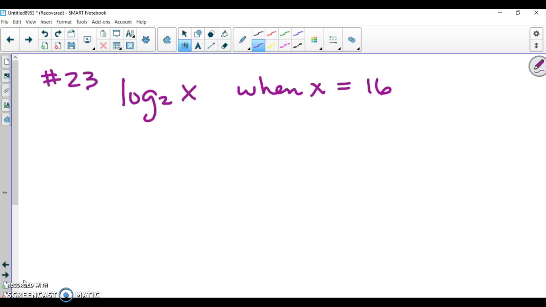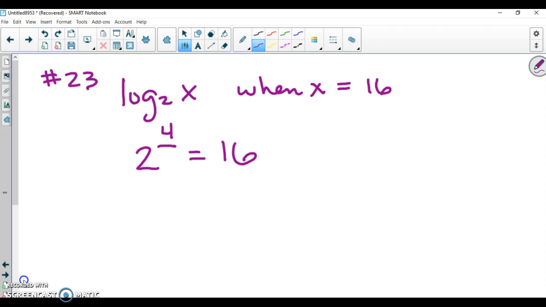So we found problem 23. It's asking for log base 2 of x when x is 16. So we're asking again, to what power is 2 going to give us the value 16, which they've given? Counting by powers of 2: 2, 4, 8, 16, we see that 4 powers of 2 gives us the x value that they've asked us to get.